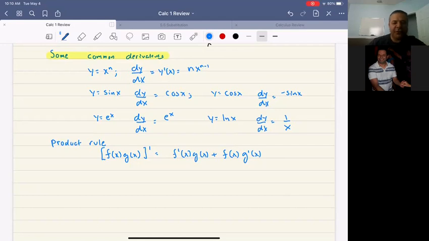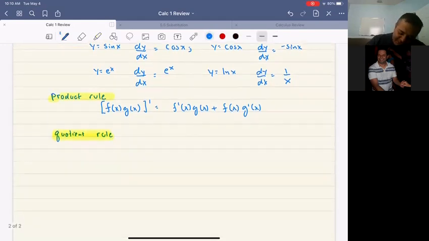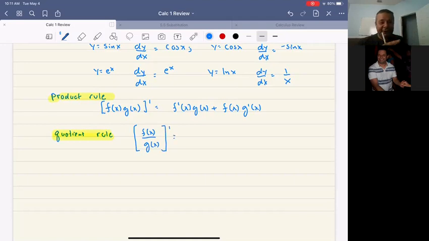And then you also have the quotient rule. I stink at spelling quotient, but I think I got it right there. You'd think after 20 years of teaching math, I would have learned it, but I just never cared enough. Which is not the way that you should think about learning. You should care. Do as I say, not as I do.